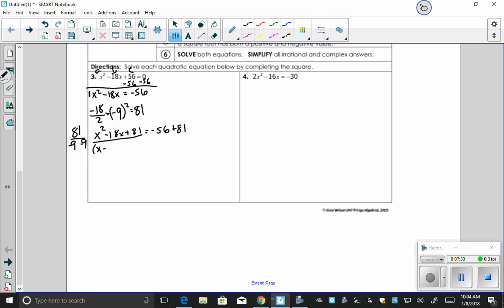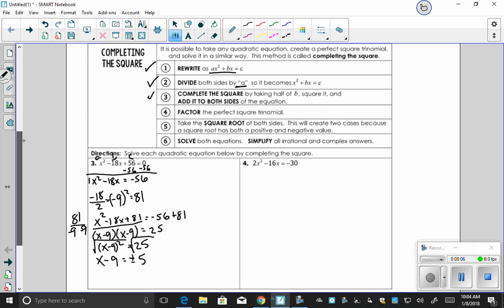So it's going to be x minus 9 times x minus 9 equals 25, I believe. Yes, 25. Rewrite this as x minus 9 squared equals 25. Solve. Square root both sides. X minus 9 equals plus or minus 5. The square root of 25 is 5.